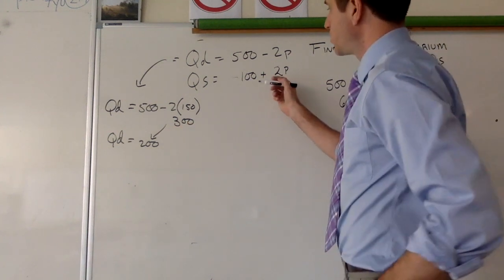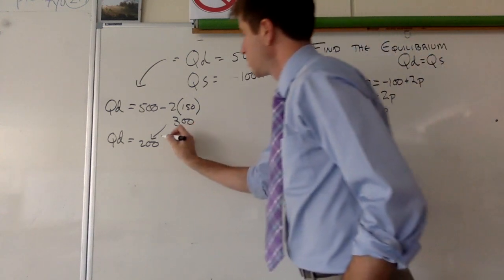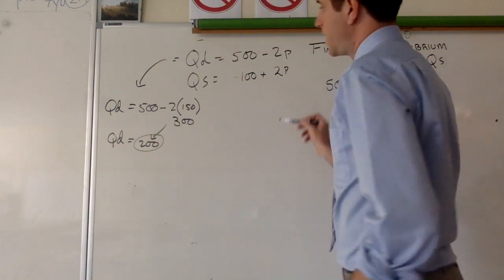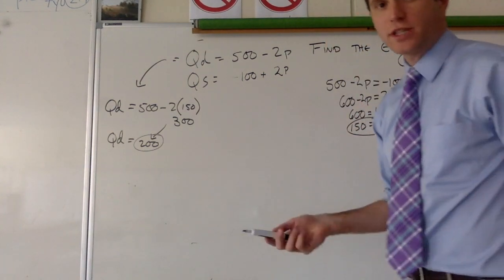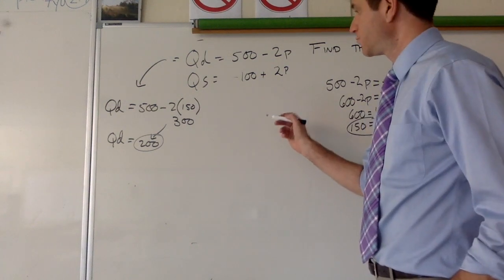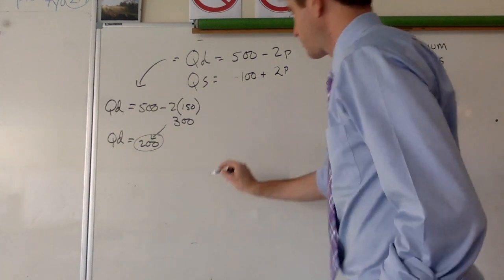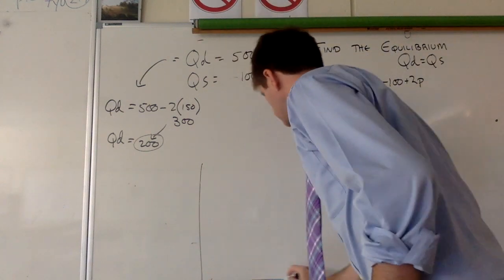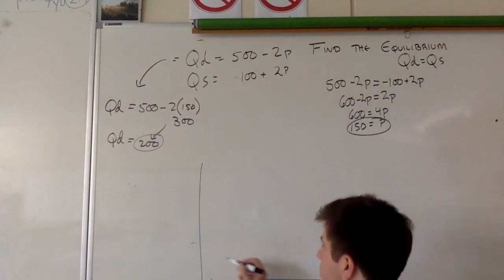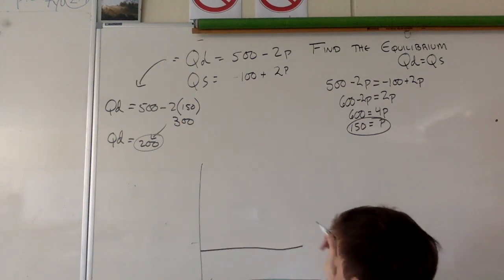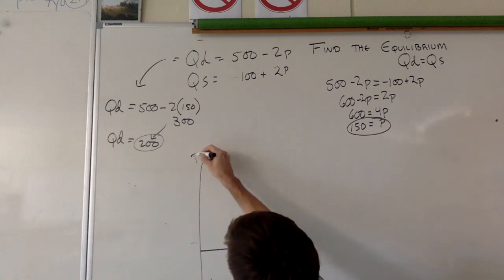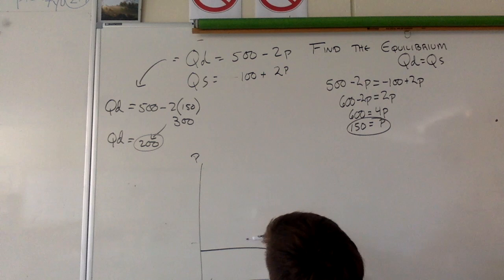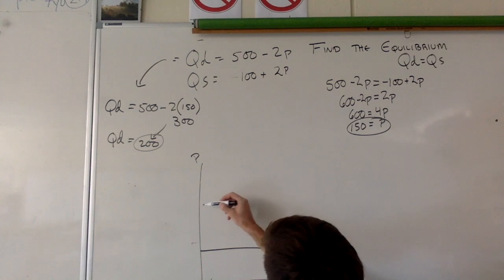So at this point, we know our equilibrium quantity and our equilibrium price. We know one point on our graph. One point on our graph comes in at a quantity of 200 and a price of 150.